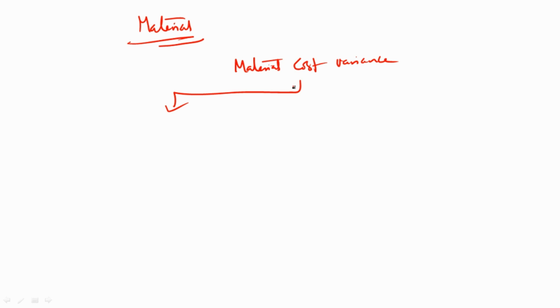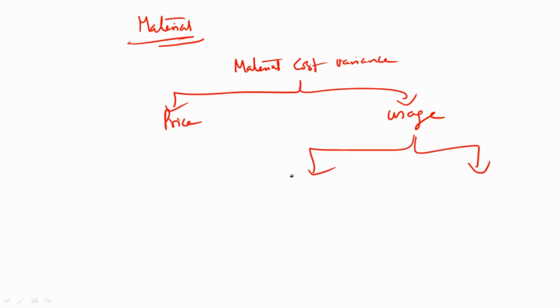Now, first let's start with material variance. In this, first you have material cost variance. Material cost variance is divided into two categories. One is price variance and the other one is usage variance. Now, usage will be further classified into two. One is mix variance and the other one is yield variance.